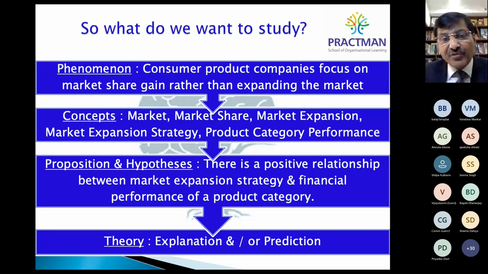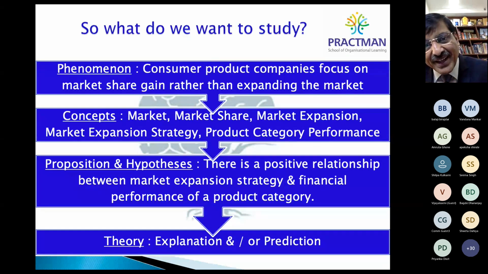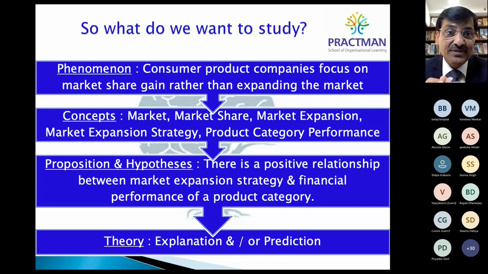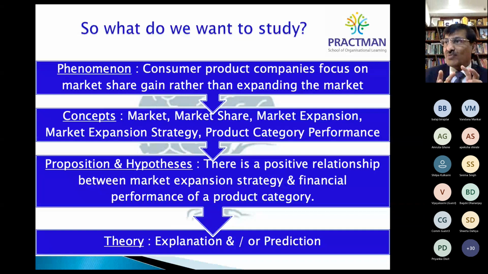Company performance is different, product category performance is different. Whether Samsung is doing well or not, I am not much interested. Samsung's TV as a product category, how the company's finances are on that, whether the company is making profit on TV or not, that is product category performance. So these were the concepts.